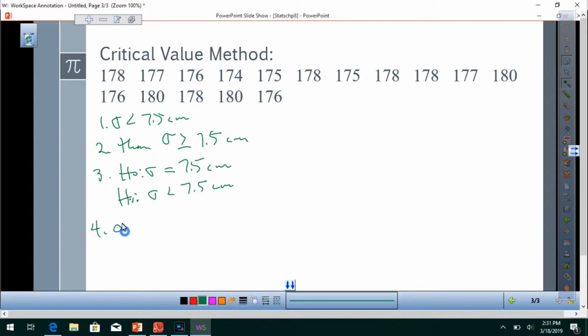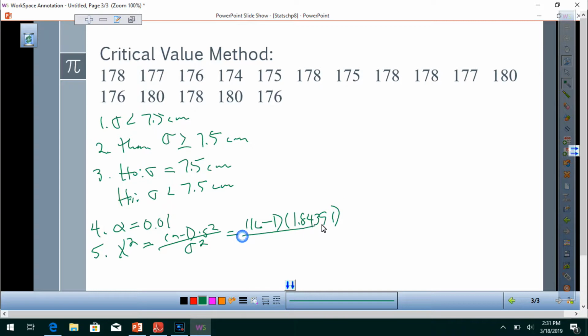4, our alpha is still 0.01. And 5, we're going to use the chi-square test. And that's going to be n minus 1 times s squared over sigma squared, which will be 16 minus 1 times 1.84391 over 7.5 squared. And again, we'll still get 0.907 rounded. All right. Now here's where it's going to get a little bit different.